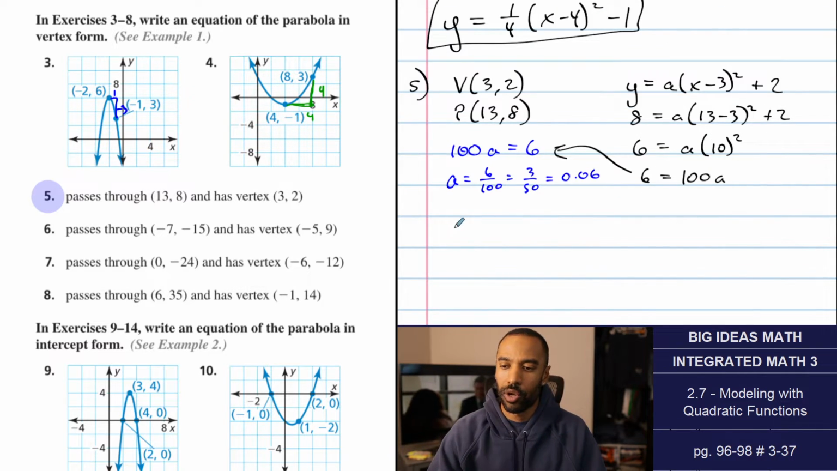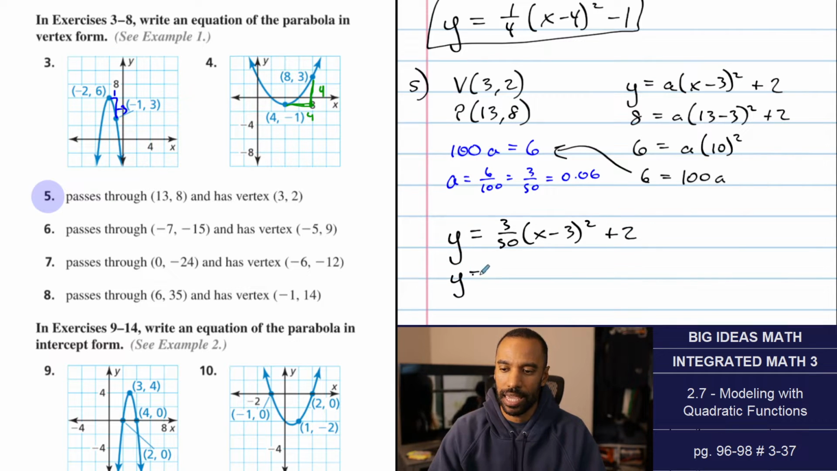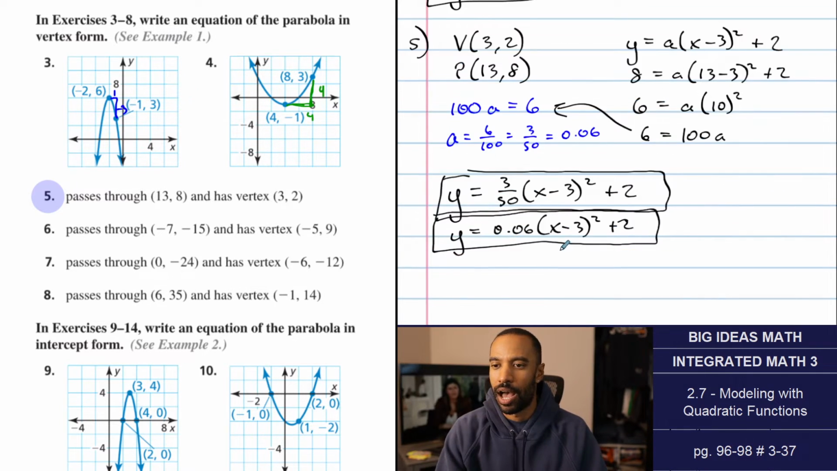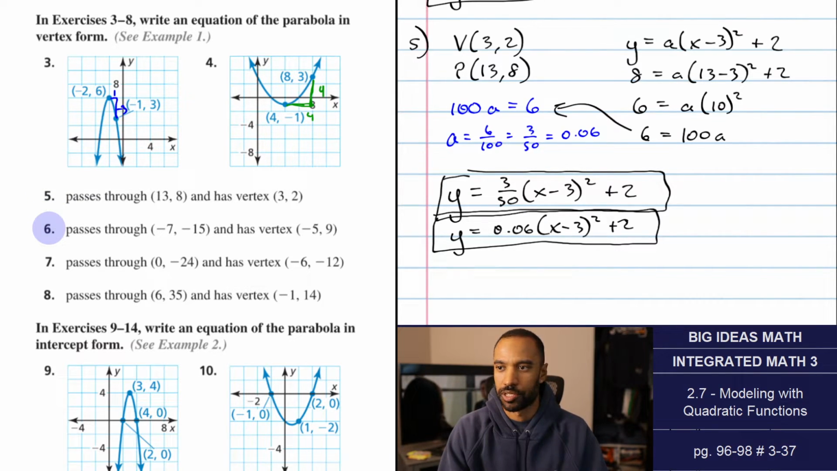Anyway, so our equation can either be y equals 3/50ths times x minus 3 quantity squared plus 2, or y equals 0.06 times x minus 3 quantity squared plus 2. I almost feel like wanting to do the first one, unless it's a word problem. I don't know why. Just depends on what we're doing with it. So either works there. Number 6.